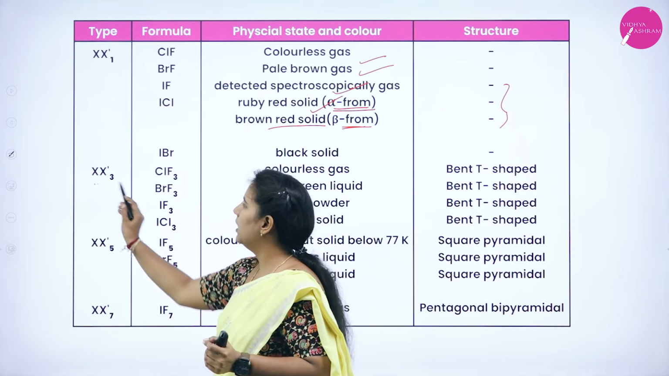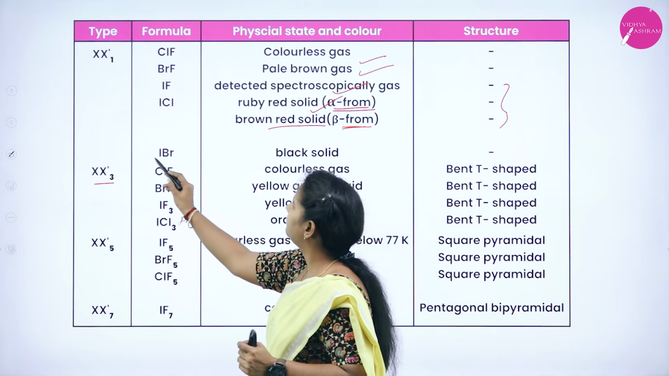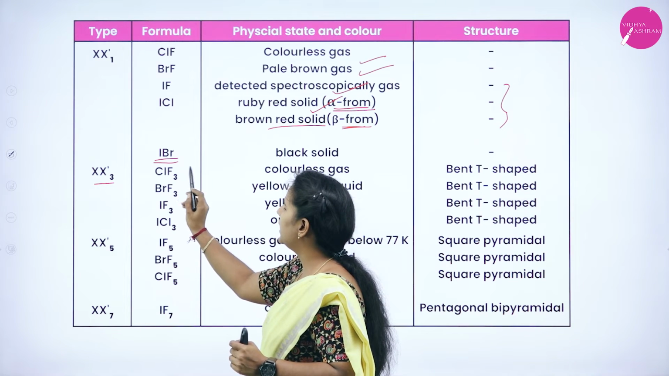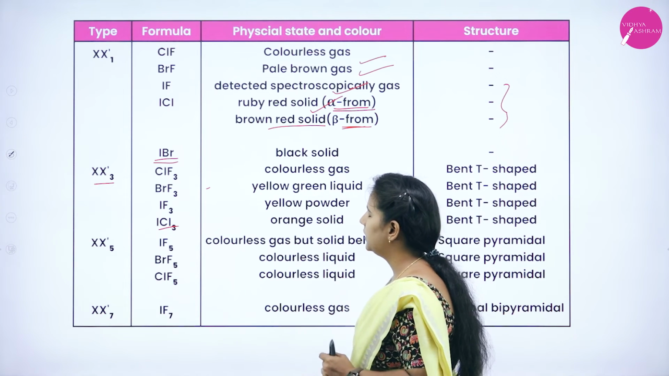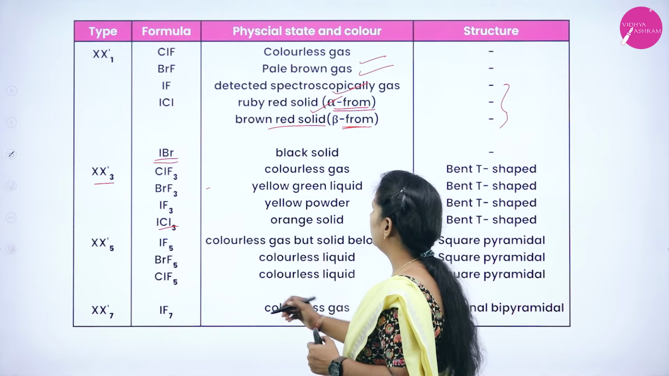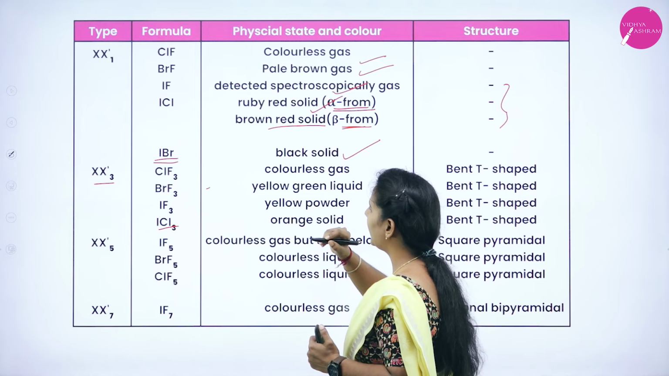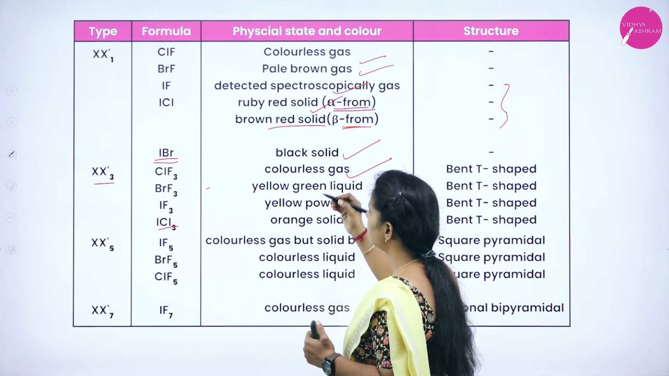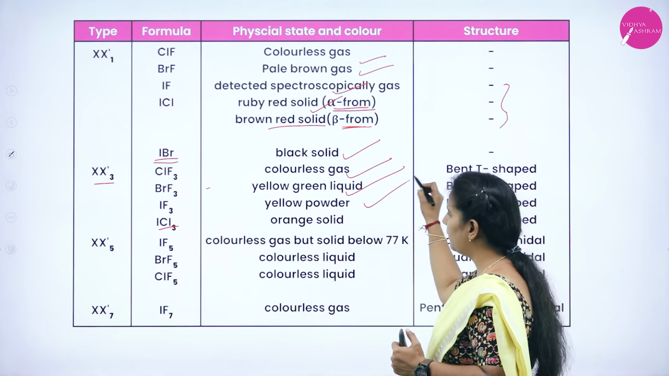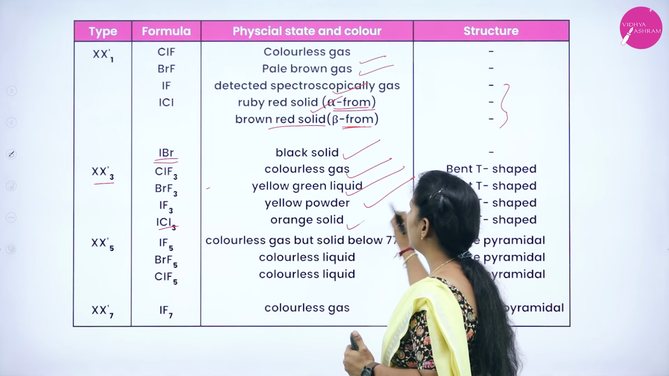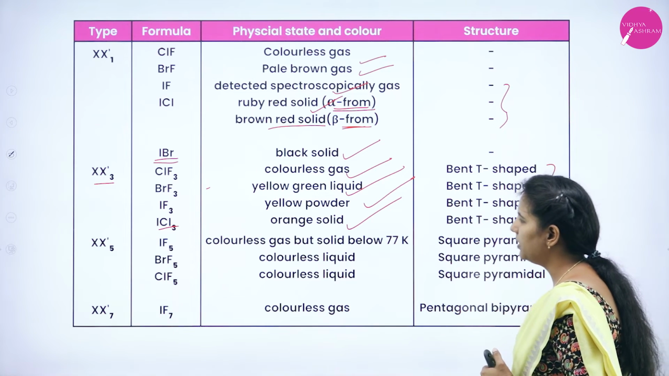Coming to the AB3 type, we have 5 types: IBrCl, ClF3, BrF3, IF3 and ICl3, that is trichloroiodine. The first one, the bromo-iodo compound, is a black solid. ClF3 is a colorless gas. BrF3 is a yellow-green liquid. IF3 is a yellow powder and ICl3 is an orange solid. All of these exhibit a bent T-shaped structure.